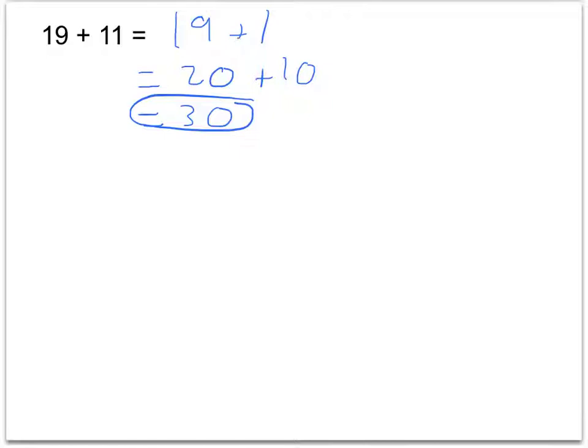Number one, 19 plus 11 is not equal to 19 plus 1. That's not at all true. These two expressions are not equal. So that's a mistake right there in saying that 19 plus 11 equals 19 plus 1. Okay? So another mistake is that they said 19 plus 1 equals 20 plus 10. Well, no, that's not correct either.